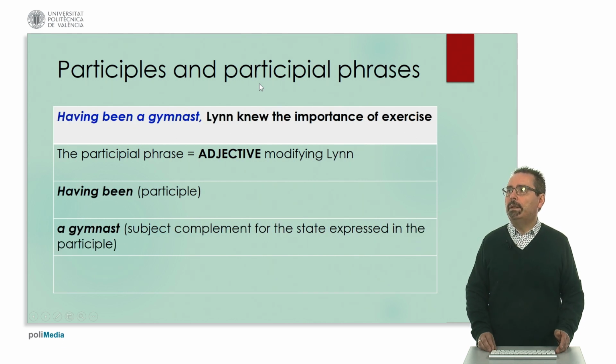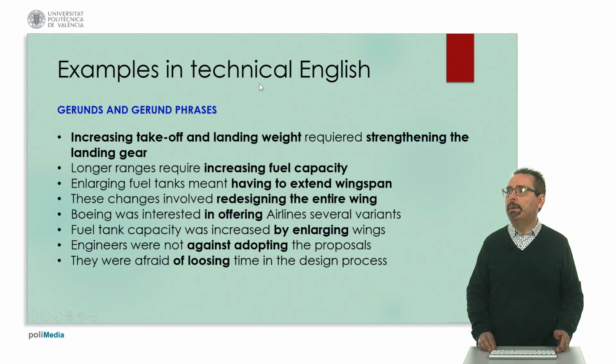In this last example, having been a gymnast, Lynn knew the importance of exercise. Again, the participle phrase is an adjective modifying Lynn. Having been is a past participle, and a gymnast is a subject complement of the state expressed by that participle. In technical English, we find many examples of gerund phrases, participle or participial phrases.